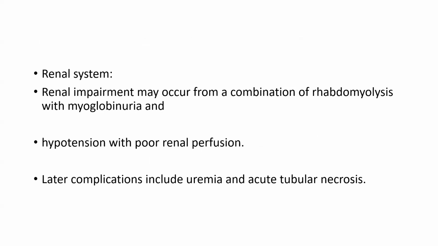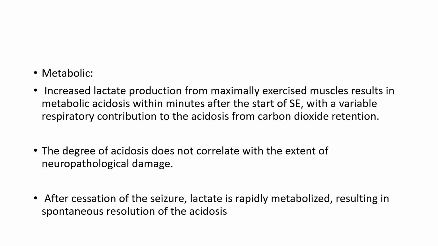Now, the renal system complication, the renal impairment may occur from the combination of rhabdomyolysis with myoglobinuria and hypotension with poor renal perfusion. Later complications include uremia and acute tubular necrosis. Now, the metabolic complication, increased lactate production from maximally exercised muscle results in the metabolic acidosis within minutes after start of status epilepticus with variable respiratory contribution to the acidosis from carbon dioxide retention. The degree of acidosis does not correlate with the extent of neuropathological damage. After cessation of seizure, lactate is rapidly metabolized, resulting in the spontaneous resolution of the acidosis.